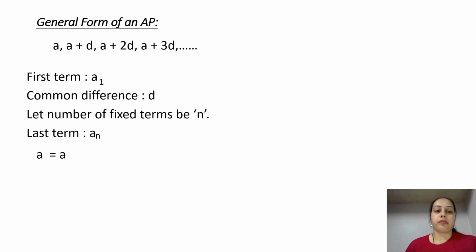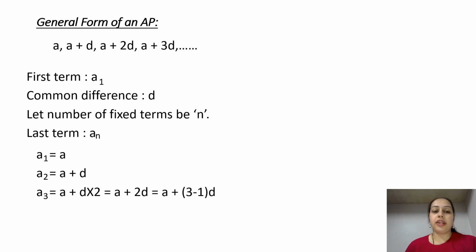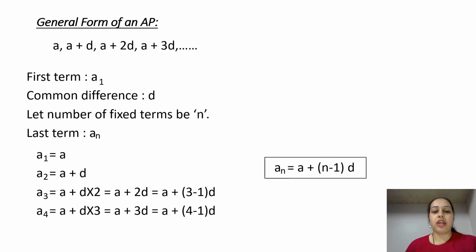Now notice here, your first term a1 is denoted as a, second term a2 is denoted as a plus d, third term is denoted as a plus 2d, where 2 can be split as 3 minus 1. Similarly, fourth term is given as a plus 3d, where 3 can be split as 4 minus 1. So in general, we can say that the nth term, an, will be equal to a plus (n minus 1)d. This is true for any n, which is a natural number, because we're talking about the number of terms.